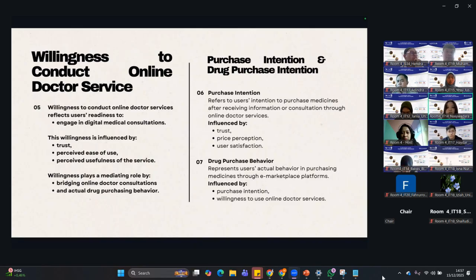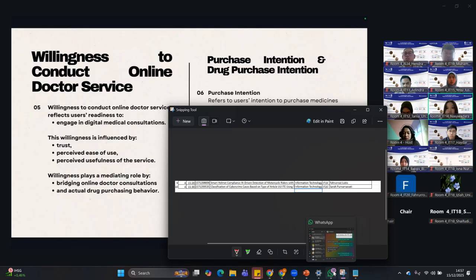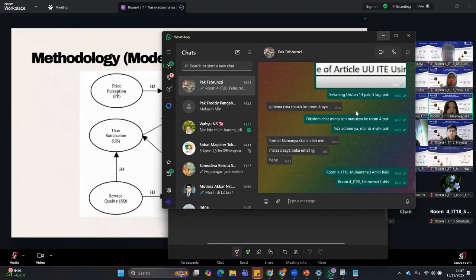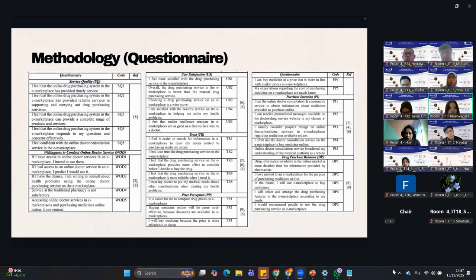Purchase intention refers to user intention to purchase medicine after receiving information or consultation through online doctor services. Drug purchase behavior represents user actual behavior in purchasing medicines on e-marketplace platforms, which is influenced by purchase intention and also willingness to use online doctor services. So there is the model, and this is the questionnaire.